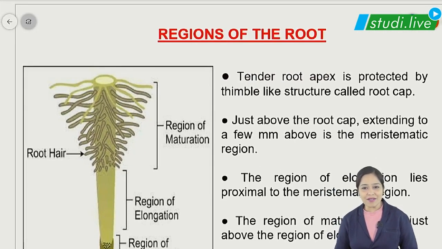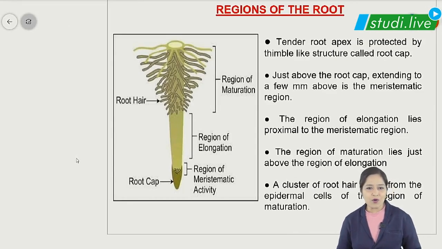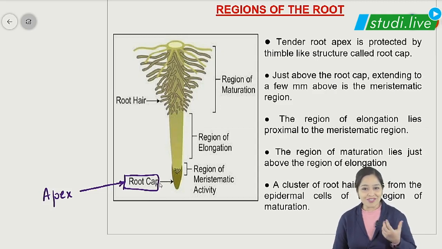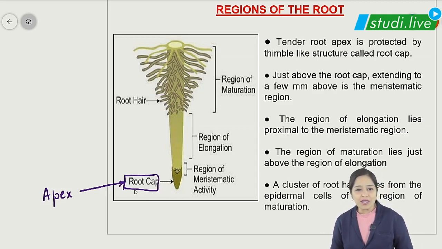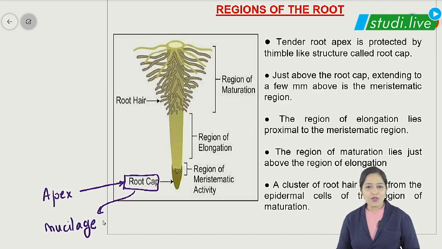Now next is the regions of a root. Let us see the diagram and first understand what the main regions in a root are. In this figure we can see first we have the root cap. The root cap is the tender apex of the root, protected by this cap like structure. And what does this root cap do? It secretes a sticky substance known as mucilage, which helps the root to penetrate into the soil.